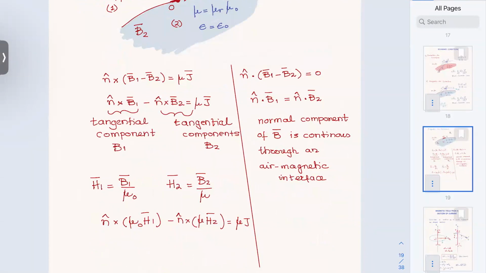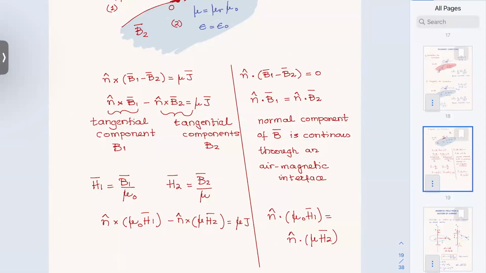And the other one gives us that n dot mu naught h1 is equal to n dot mu h2.